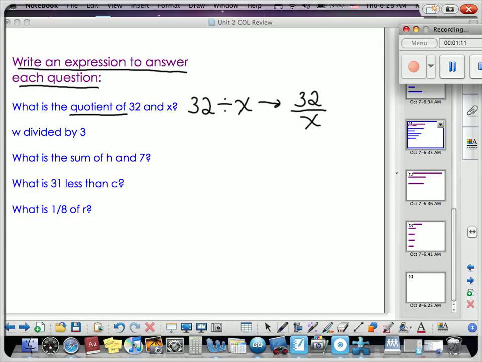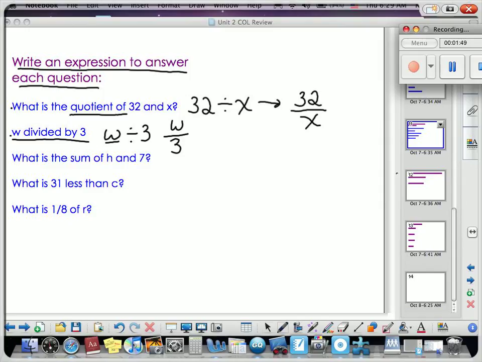Now here's another example of a division one, and you'll see how it changes. W divided by 3 simply is W divided by 3. Or you could say W over 3. Notice this time how our variable is the dividend and the 3 is the divisor. So just be careful about that. Notice the difference between these two expressions.